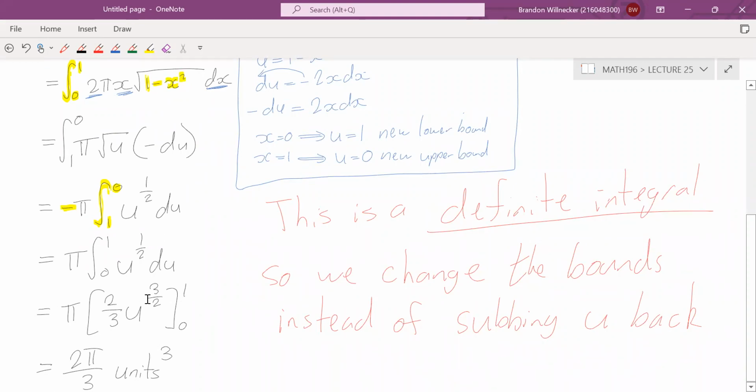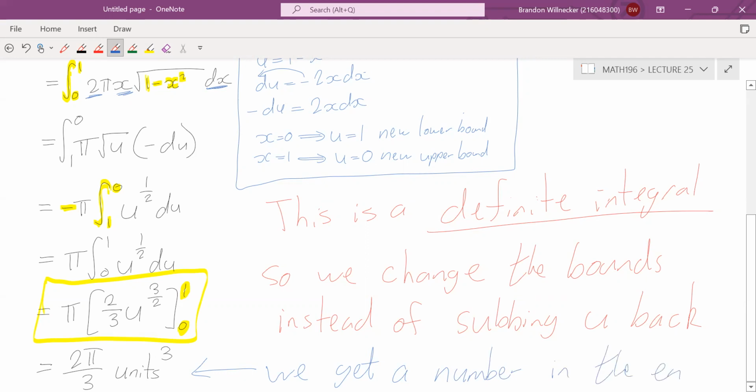So at this step here, we just substitute the bounds and we get a number in the end. So it's not like indefinite integrals where you have to put the function back to get a function of x. In this case, we get our number in the end, so there's no reason to do the substitution again. So you don't have to substitute back.